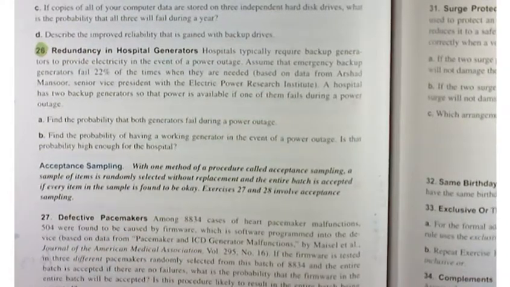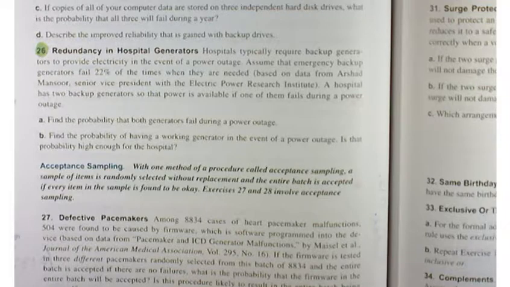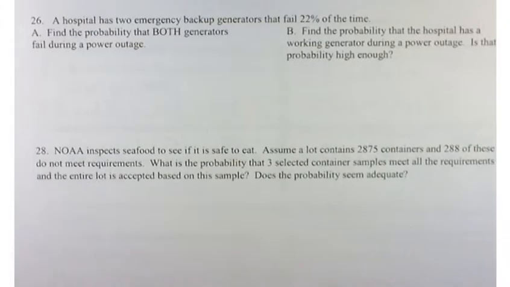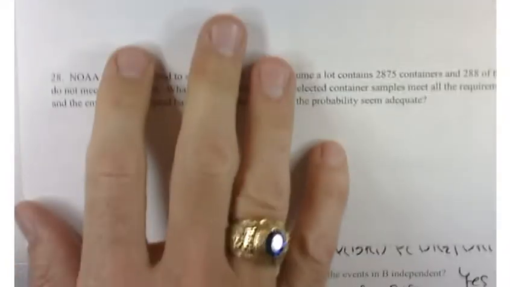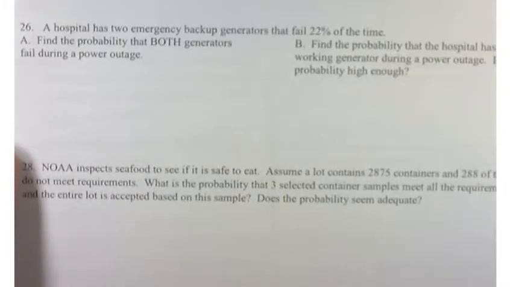So a hospital has two backup generators so that power is available if one of them fails during a power outage. Find the probability that both power generators fail during a power outage. So that's where we're at with problem number 26. Find the probability that both of them fail.